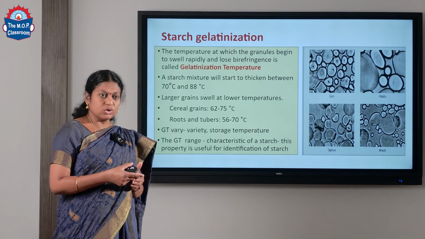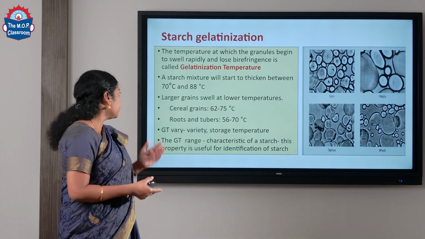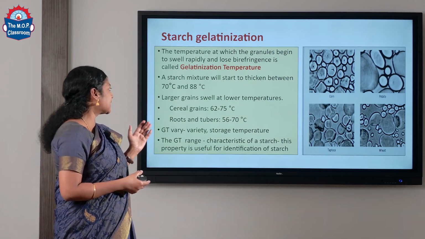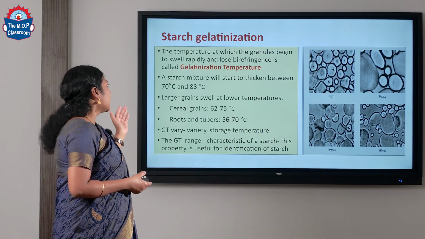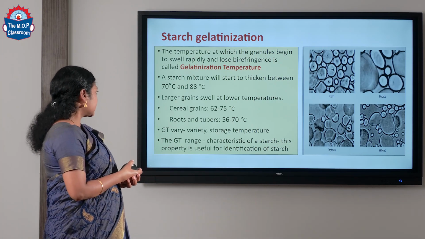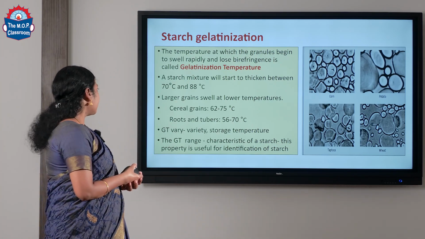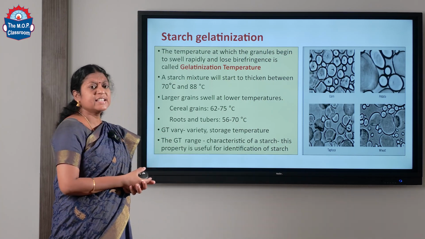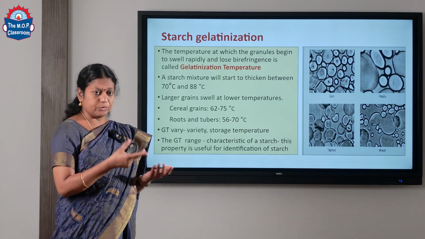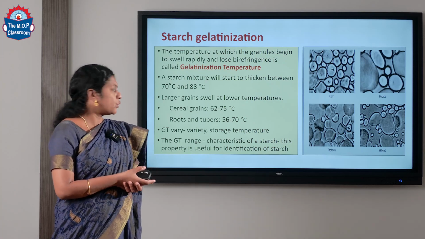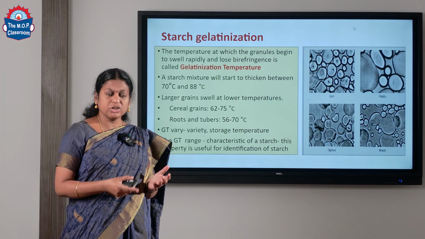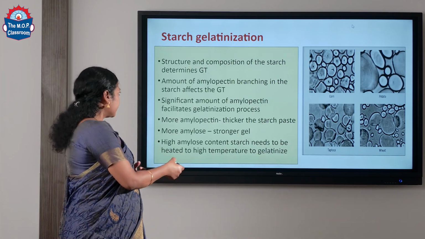Larger starch granules will swell at a lower temperature. For example, the roots and tubers have a gelatinization temperature of 56 to 70 degrees centigrade, and the cereal grains have a gelatinization temperature of 60 to 75 degrees centigrade. The gelatinization temperature varies with the variety of the food source and also with the storage temperature. And we use the gelatinization temperature range as an identification of the starch.